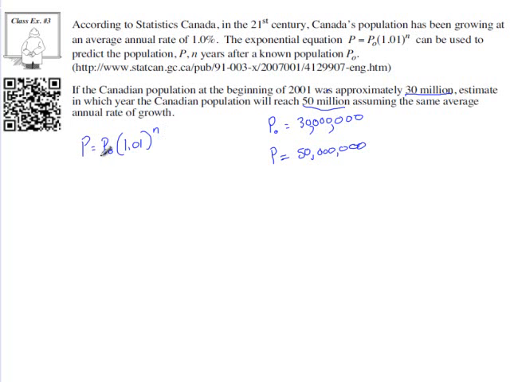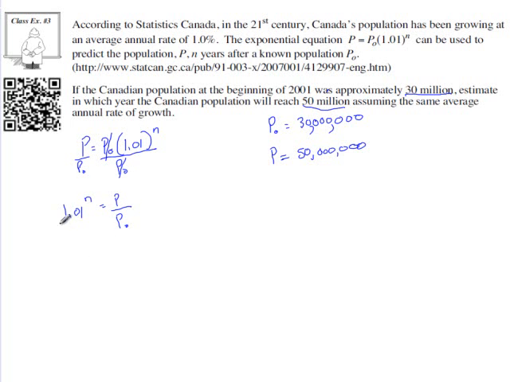So first thing you need to do is get rid of that P0. You can do that by dividing both sides by P0. So you get 1.01 to the n is equal to P over P0. So now this 1.01 to the n, that exponent expression, is by itself.